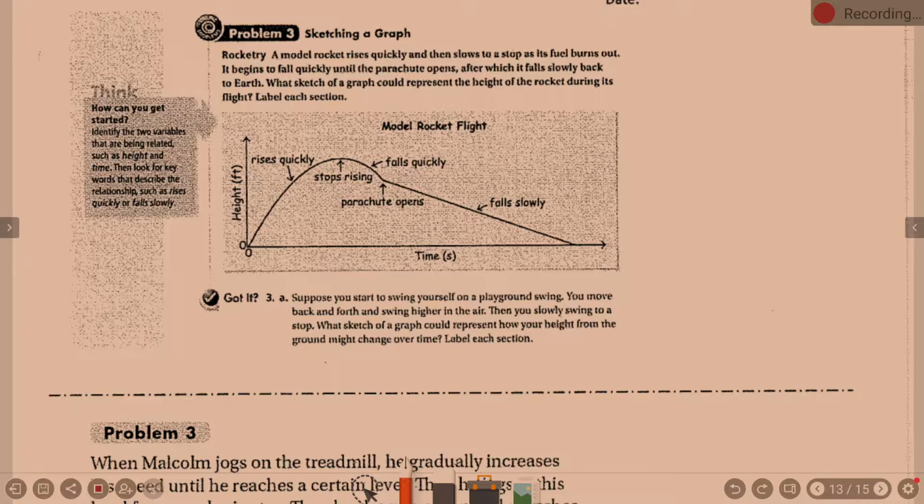Problem 3. A model rocket rises quickly and then slows to a stop as its fuel burns out. It begins to fall quickly until the parachute opens, after which it falls slowly back to Earth. What sketch of a graph could represent the height of the rocket during each flight? Label each section. This graph's already done, but this just shows you the idea. The rocket rises quickly, then slows to a stop. So it hits that high point, and it stops right there.